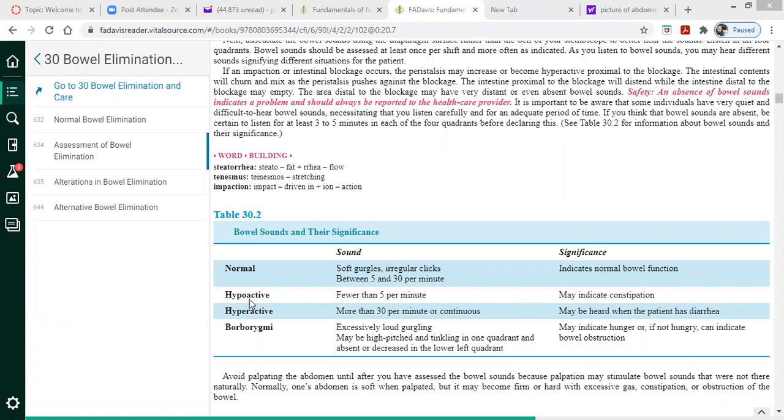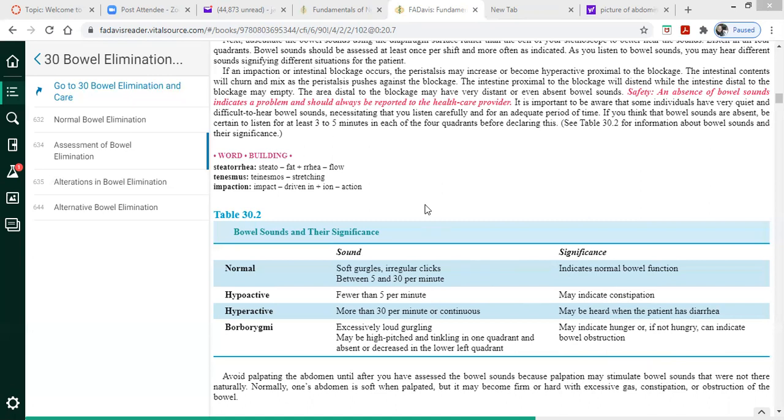Hypoactive bowel sounds, we know hypo means low, is lower than 5 gurgling sounds in a minute. Hyperactive bowel sounds is greater than 30 gurgling sounds in a quadrant per minute. And borborygmi is excessively loud gurgling sounds, which may be an indicator of hunger, or if not hunger, it can indicate bowel obstruction.